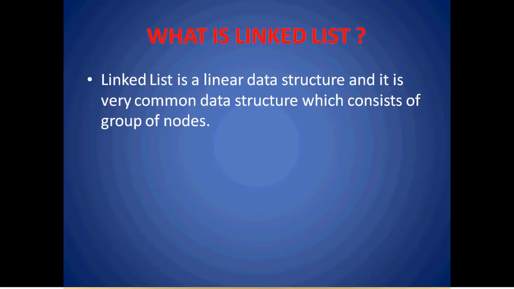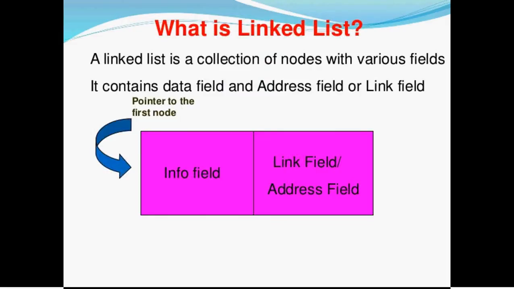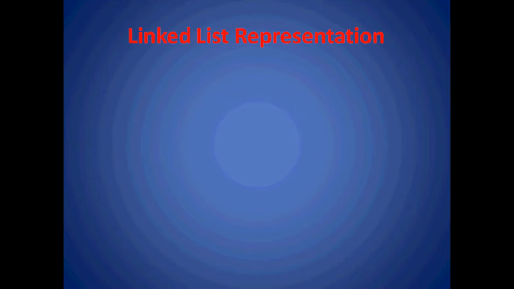Linked list is a linear data structure and is a very common type of data structure which consists of a group of nodes. We can see the position of linked list in this classification of data structure, that is, linked list is a linear type of data structure. A linked list is the collection of nodes with various fields. Normally it is divided into two fields only. First is the information field which contains the data itself, and second is the link field which has the address of the next node.